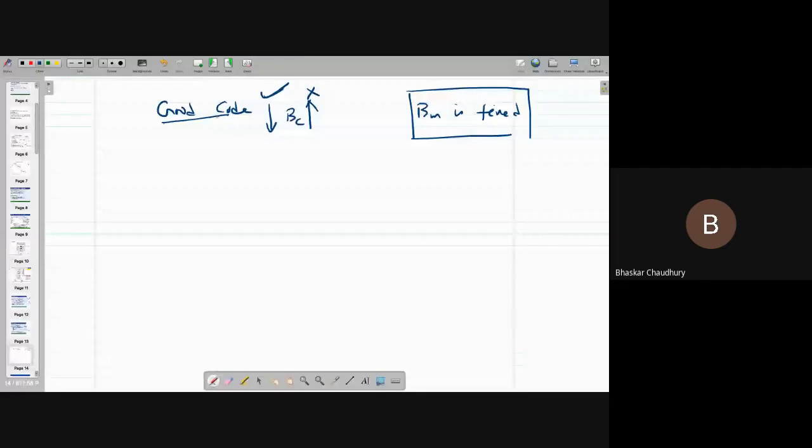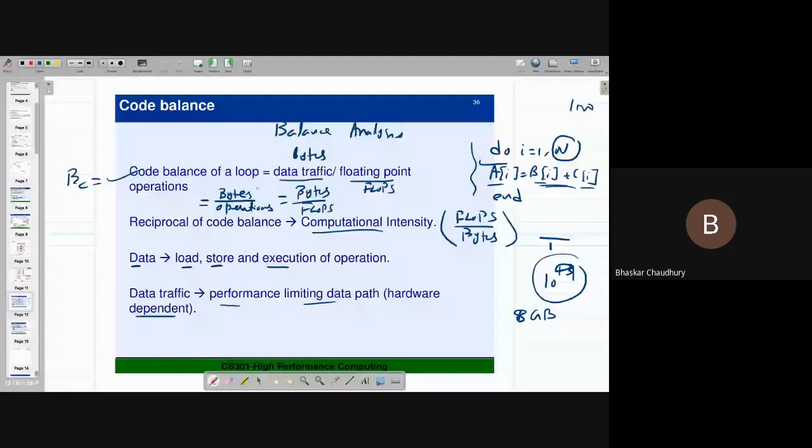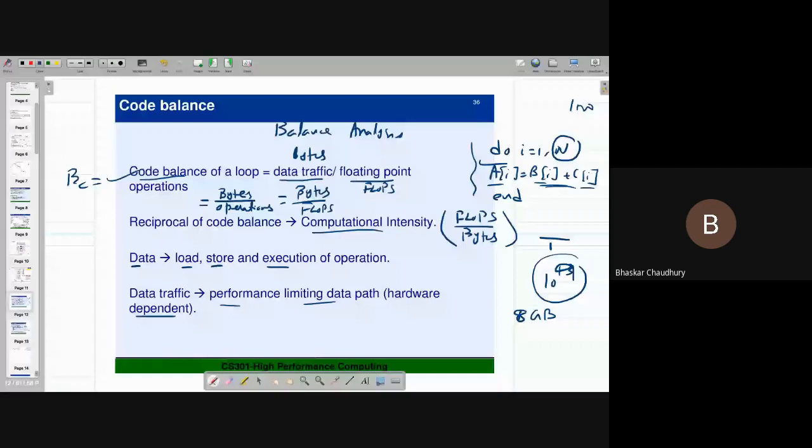Now my question is about a good code, a good application. If I want to develop a good optimized code, in which direction should I go? There should definitely be less memory access. Exactly, less memory access means the code balance should be small, because the code balance is bytes per operation, or bytes per flop. So you should get less data and you should do more and more operations on that.